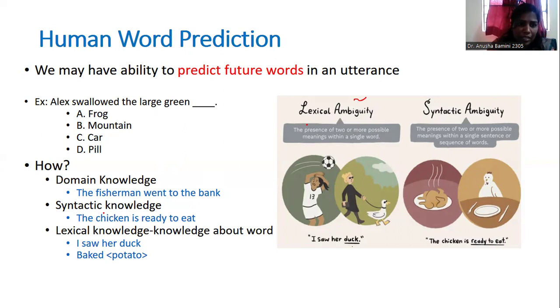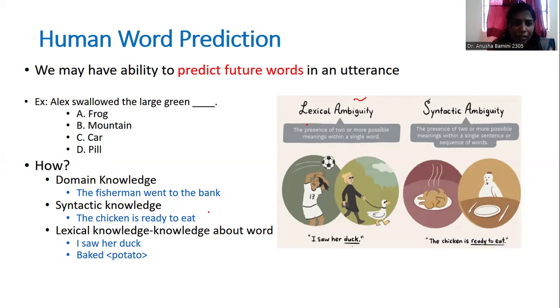Then the second one is syntactic knowledge. So we all know syntactic relates to meaning. The example is: the chicken is ready to eat. When we hear this statement, we assume it may be chicken 65, grilled chicken, whatever it is. We won't think about fresh chicken, right? It must be a cooked one. So this is called syntactic knowledge.